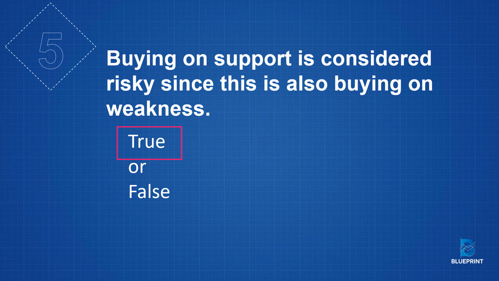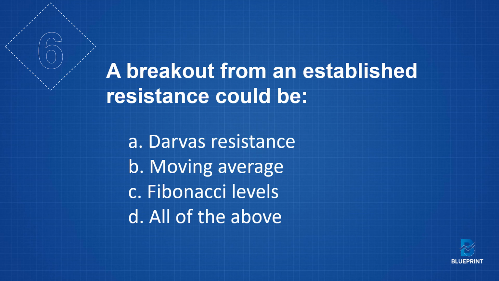Buying support is also considered risky because there's a chance of it breaking down, or the support might not hold. And number 6, a breakout from an established resistance could be Darvas resistance, moving average, Fibonacci levels, or all of the above. 5, 4, 3, 2, 1. All of the above. So, yan, pwedeng resistances lahat. Like Darvas box, moving average, Fibonacci levels.